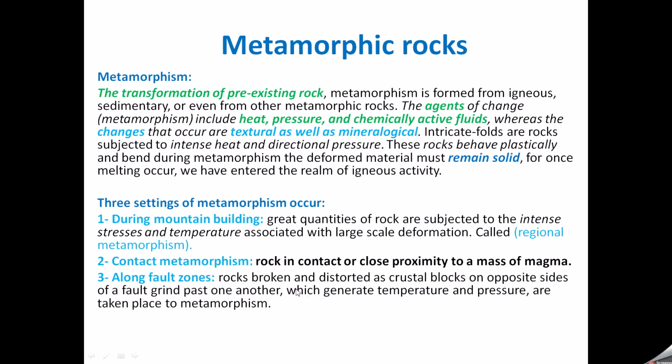Along fault zones, rocks are broken or distorted as crustal blocks on opposite sides of a fault grind past one another. That will generate a lot of heat, pressure, and temperature. And then metamorphism will happen.